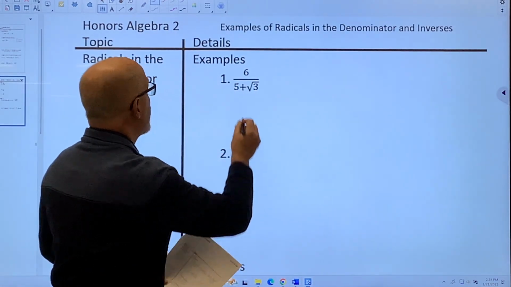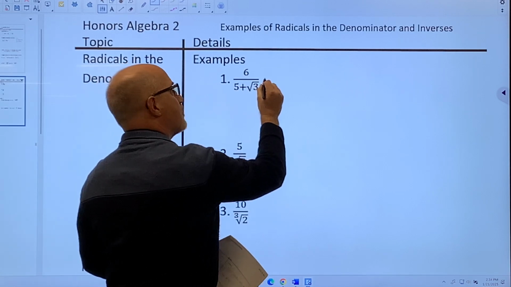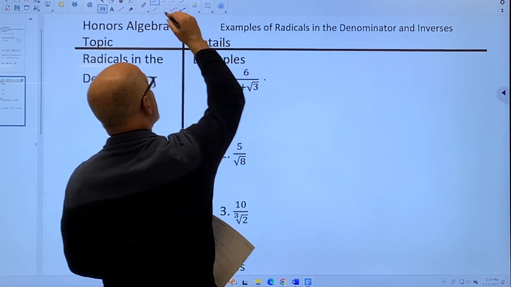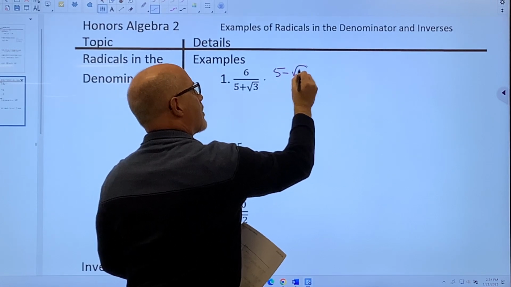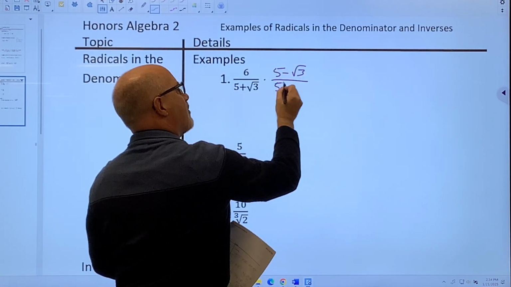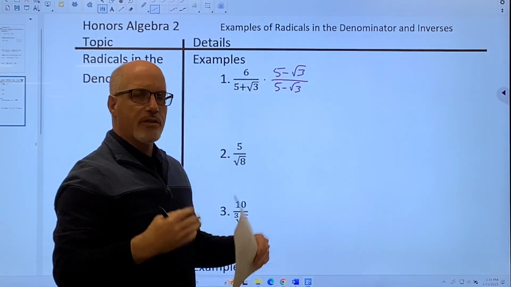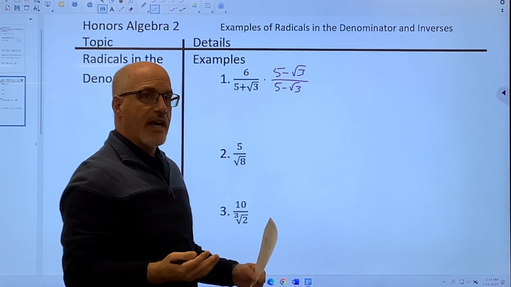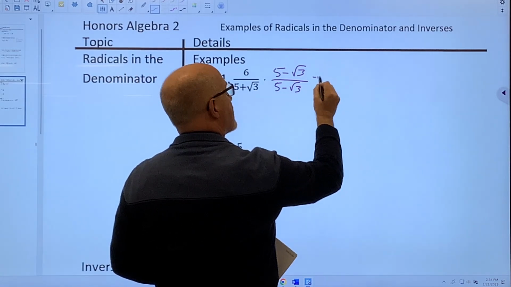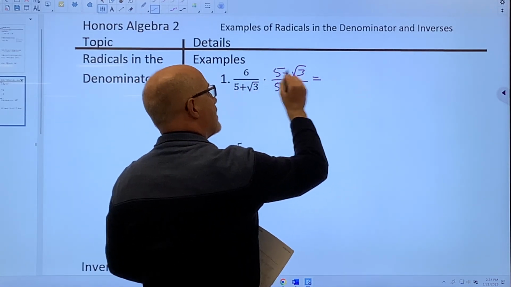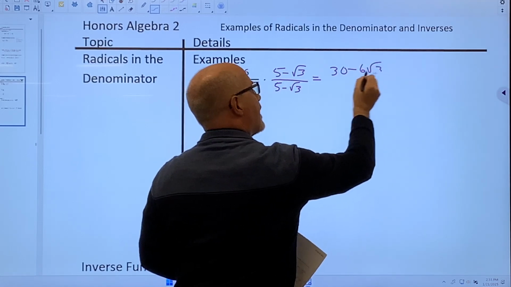So this first one, as a reminder, when you have a binomial in the denominator, you're going to multiply by the conjugate. So the conjugate of this will be 5 minus the square root of 3 over 5 minus the square root of 3. This fraction is equal to 1, so multiplying by 1 doesn't change the value, but it will change the form, so we no longer have radicals in the denominator. So multiply and distribute, you get 30 minus 6 square roots of 3.